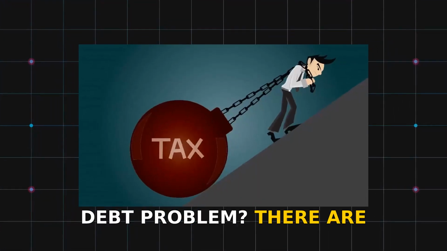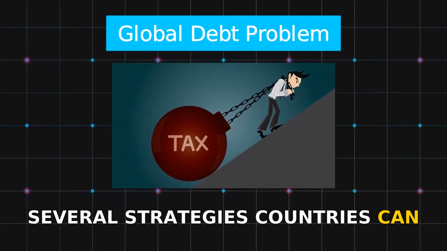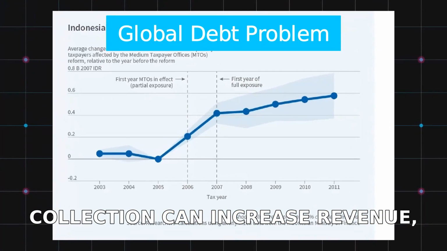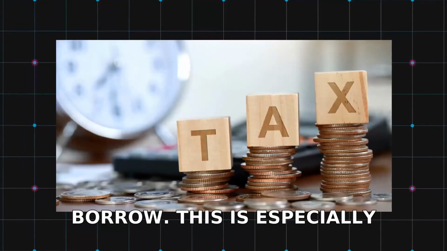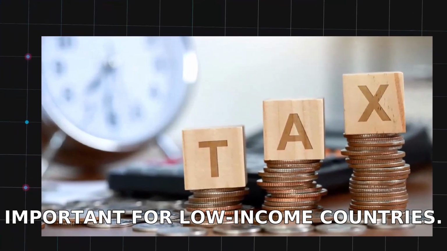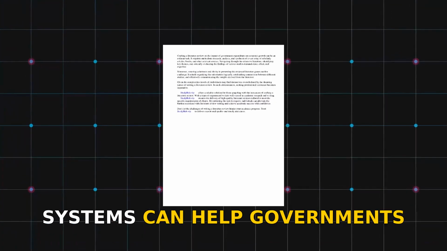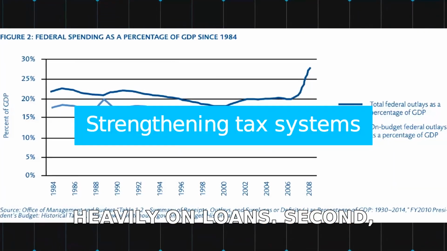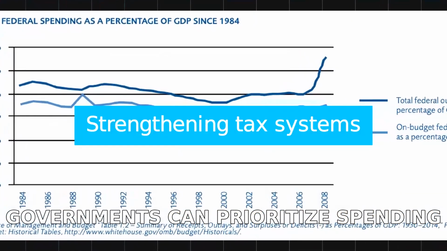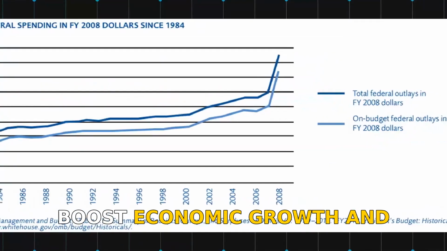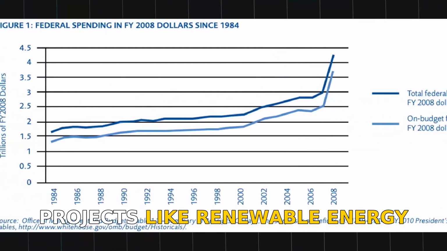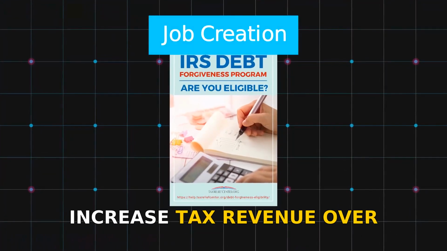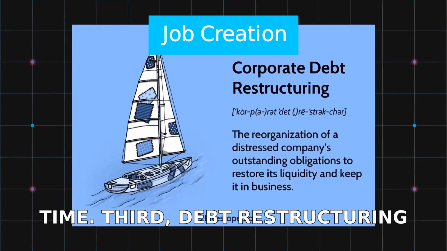What can be done to address the global debt problem? There are several strategies countries can pursue. First, improving tax collection can increase revenue, reducing the need to borrow. This is especially important for low-income countries. For example, strengthening tax systems can help governments fund services without relying heavily on loans. Second, governments can prioritize spending on high-return investments to boost economic growth and repay debt. Projects like renewable energy plants or public transportation can create jobs and increase tax revenue over time.